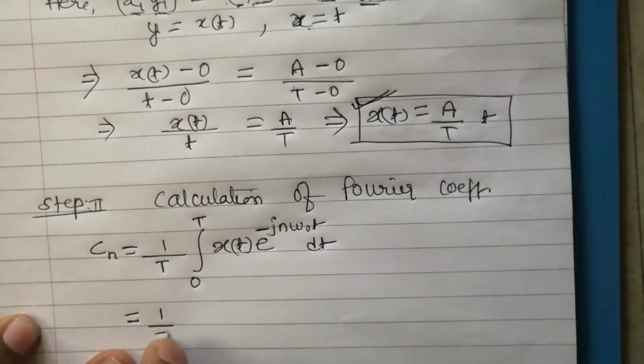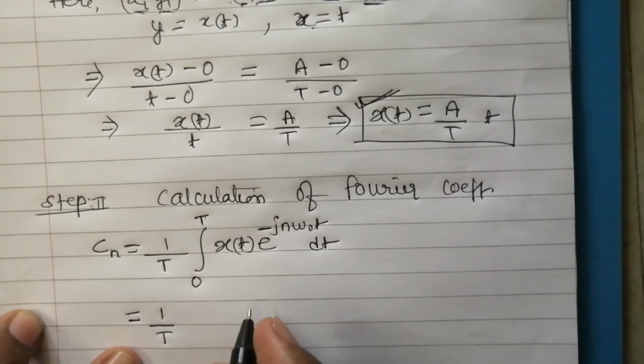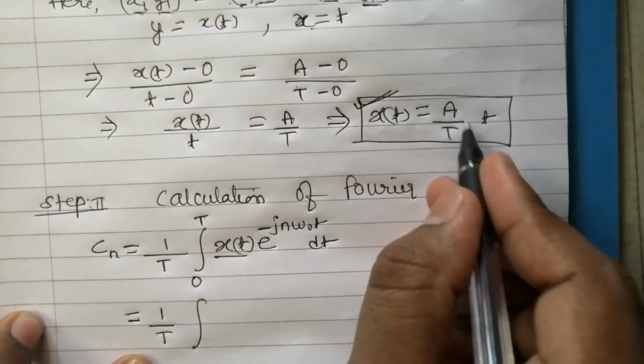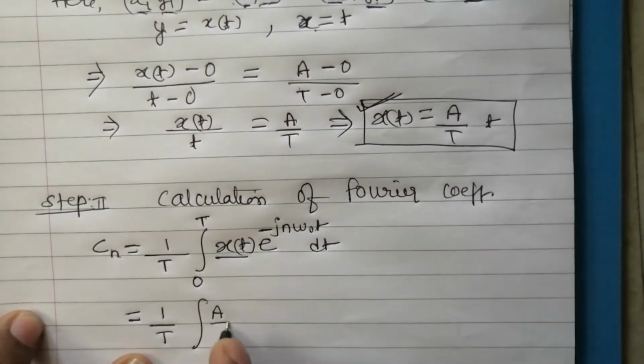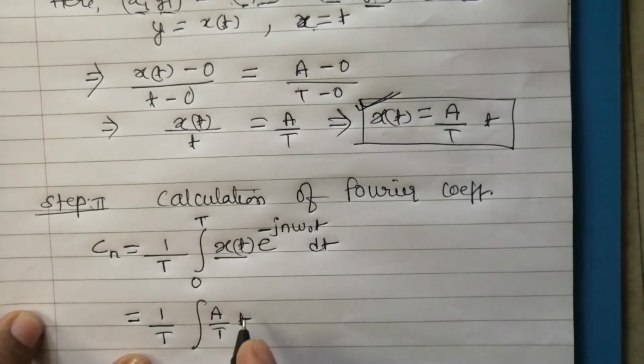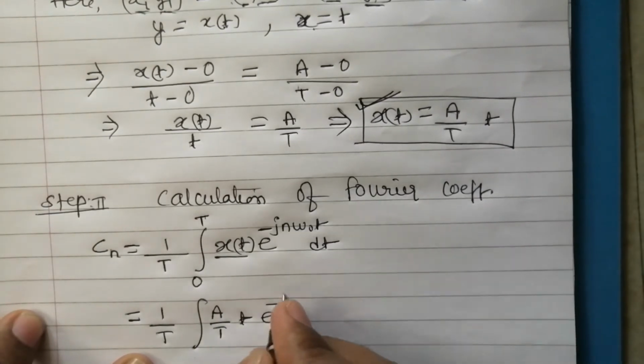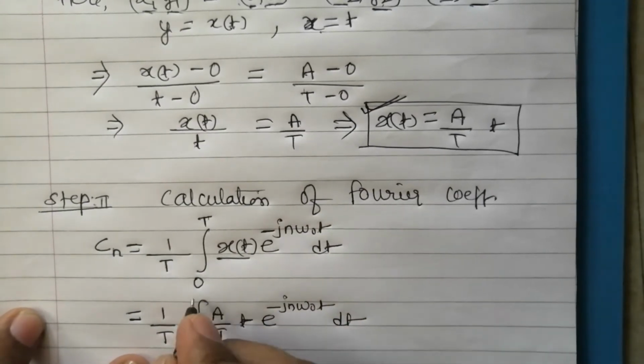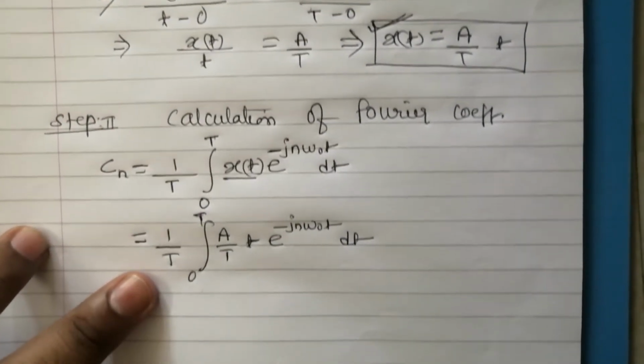So 1 upon T is there, integration. What is x of t? It is A upon T into t. So x of t is A upon T into t e raised to power minus j n omega naught t dt from 0 to T.